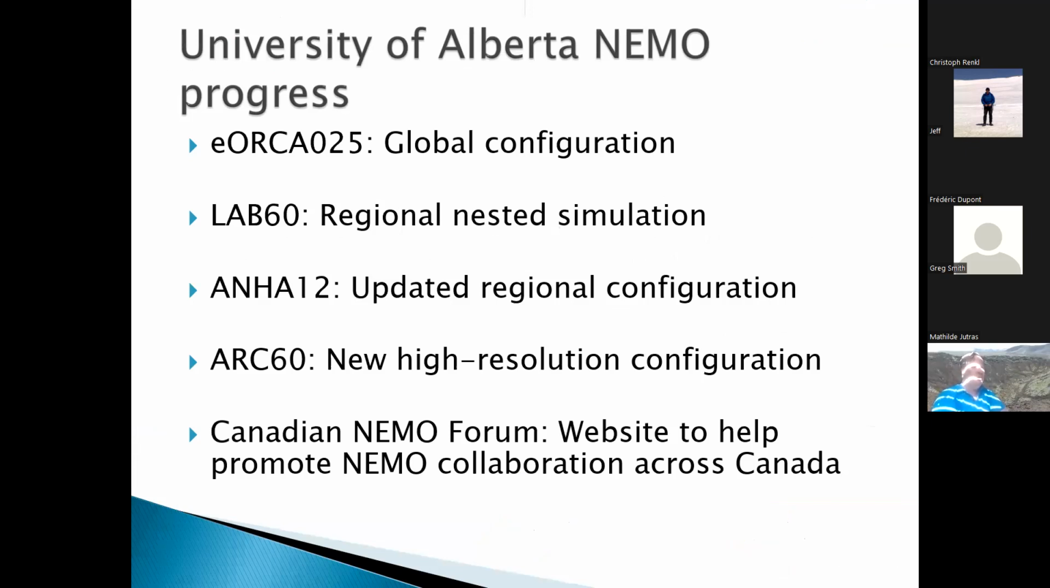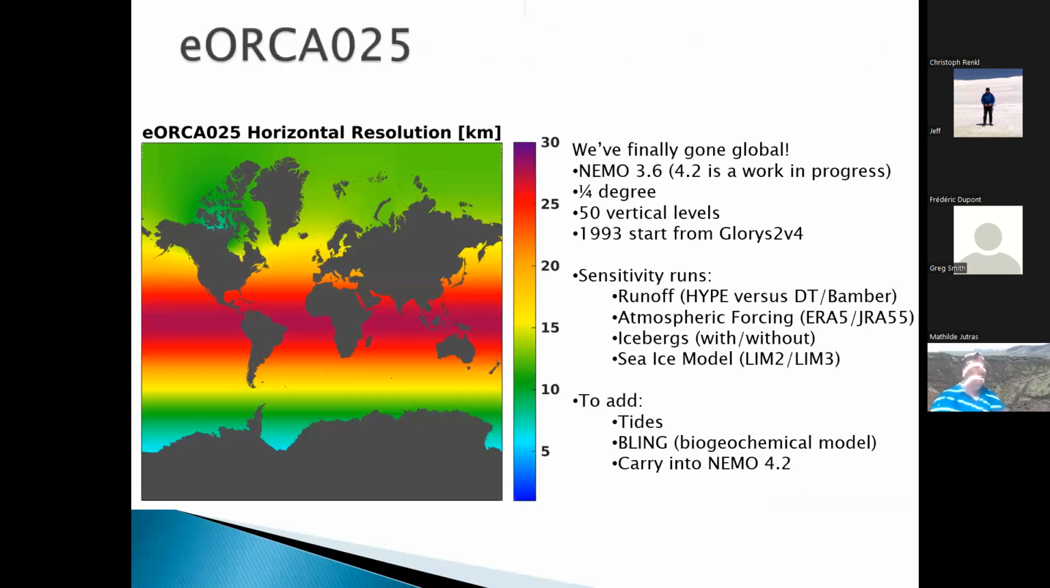With AGRIF, we'll talk about our Labrador 60 some more. We'll talk about updated 1/12 configurations in the Arctic and Atlantic, and our work towards running a 1/60th degree Arctic after the successes we've had with the Labrador Sea at 1/60th. And then I'll talk a bit about the Canadian NEMO Forum, which is relevant to a lot of people doing modeling, coming out of some work of the Mayo Pars Prediction Core.